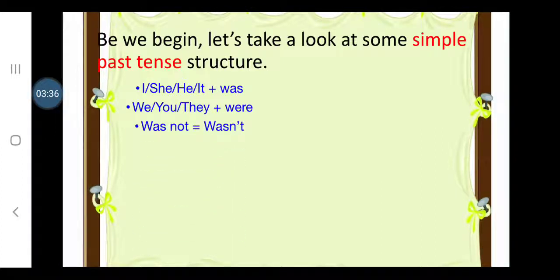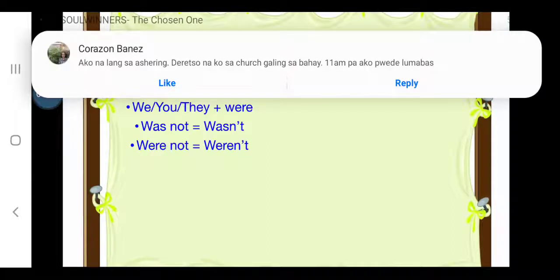Was not, wasn't. This is talking about the negative. When you're referring to a negative sentence, was not. Another short form is wasn't. When you say wasn't, you are simply saying was not. Were not, weren't. Was not, wasn't. You simply write and you put an apostrophe T.